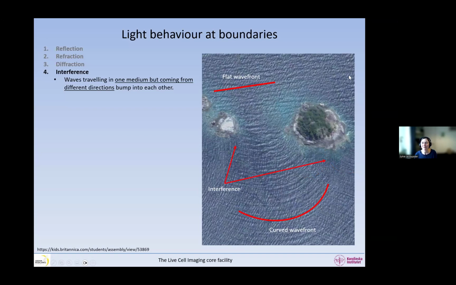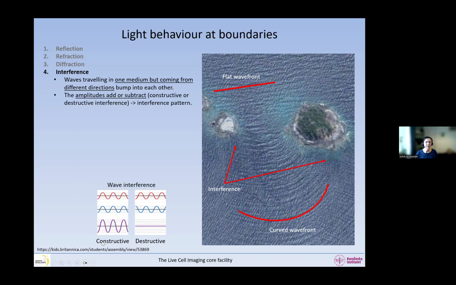And if you like to kayak, you will see that even if you have a pretty choppy sea, you may find a little pool of quietness behind an island. So this is because of interference. So waves that are traveling in one medium, but coming from different directions, they bump into each other.